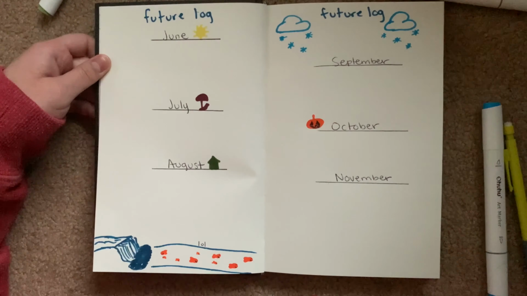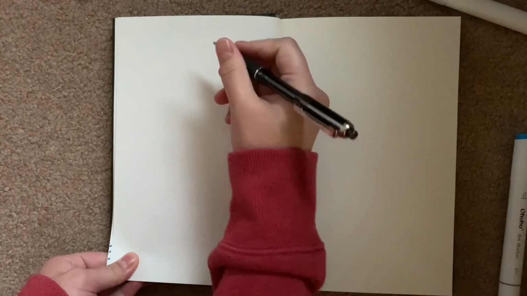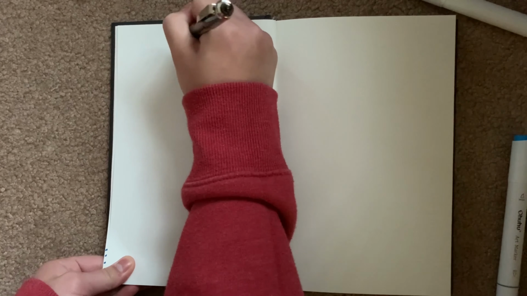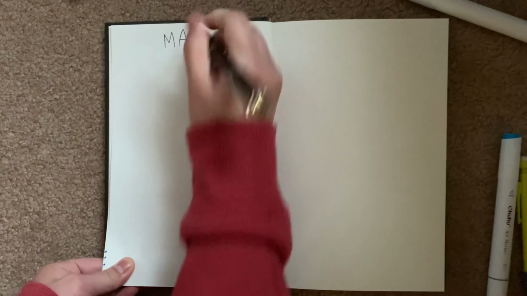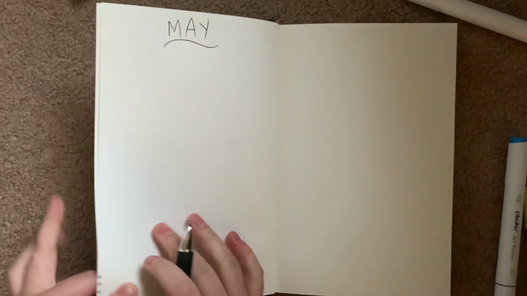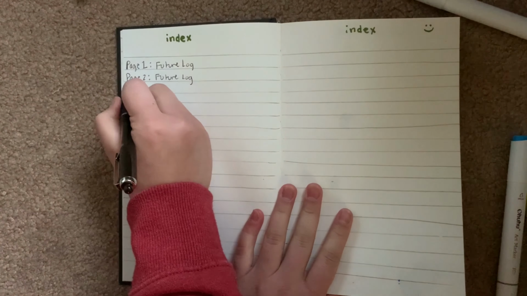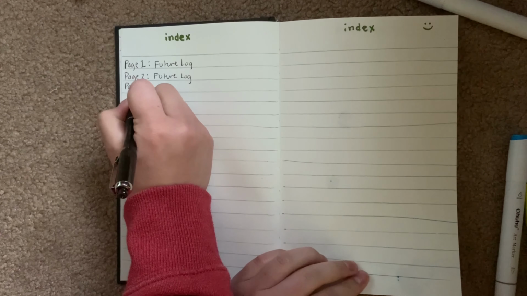Okay, now it's time for the monthly log. So you're going to turn to your next spread of 2 pages and label the top 2 pages with the current month. So if it's May, label it May. At the bottom of the page, add page numbers and then add the month title into your index.